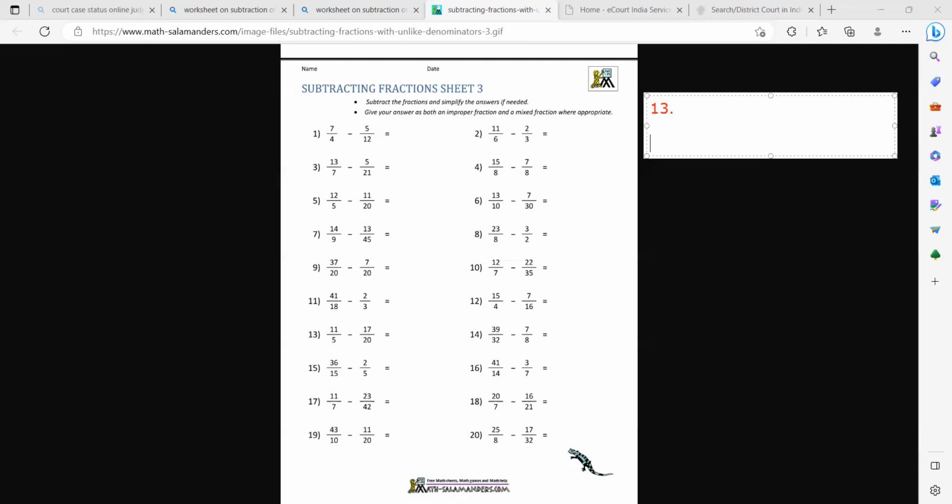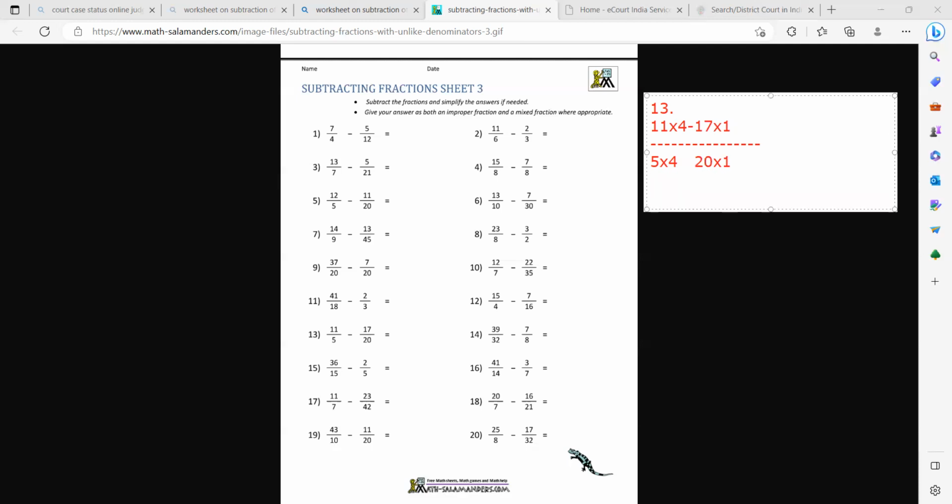What is the LCM? The LCM is 20. So 5 into 4 and 11 into 4. Then we have minus 17 into 1 and 20 into 1. So what is the answer coming? The answer will be 11 into 4 is 44, minus 17 into 1 is 17, and the denominator is 20.